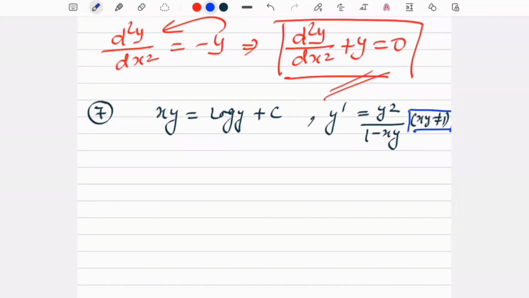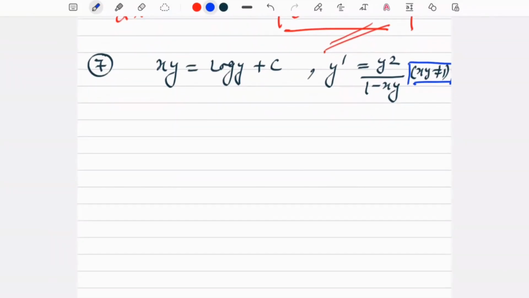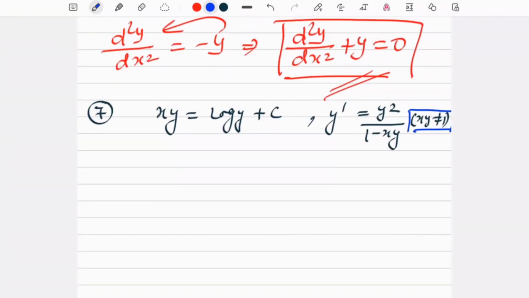सर अगर xy 1 होगा तो फिर 1 माइनस 1 नीचे 0 आ जाता है डिनोमिनेटर में. बिल्कुल, तो डिनोमिनेटर नॉट डिफाइन हो जाएगा. And what do we mean by y dash? So y dash is dy by dx. Yes, y dash is dy by dx.